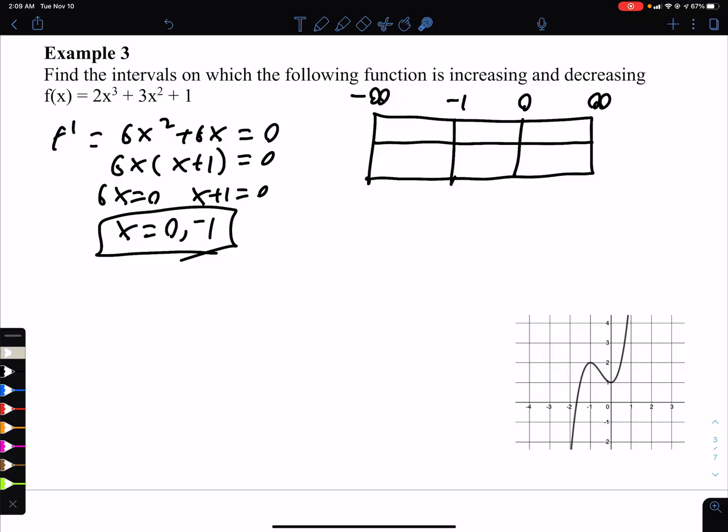Remember, it can only change directions at critical points. So only at these points can it change from increasing to decreasing. So that's why on this region it's always the same. On that region it's always the same. On that region it's always the same.